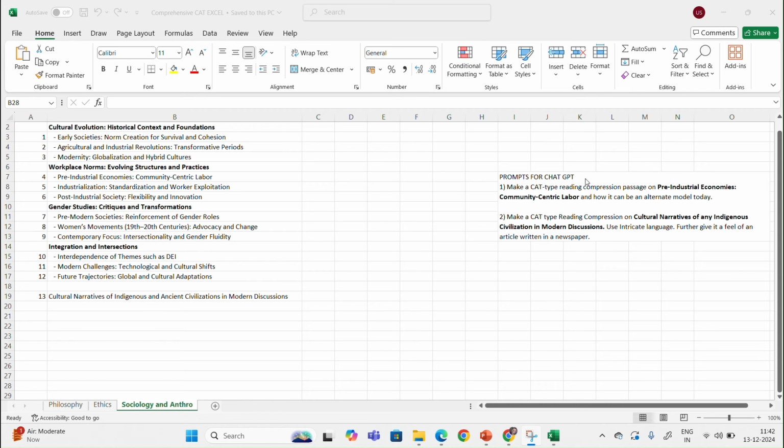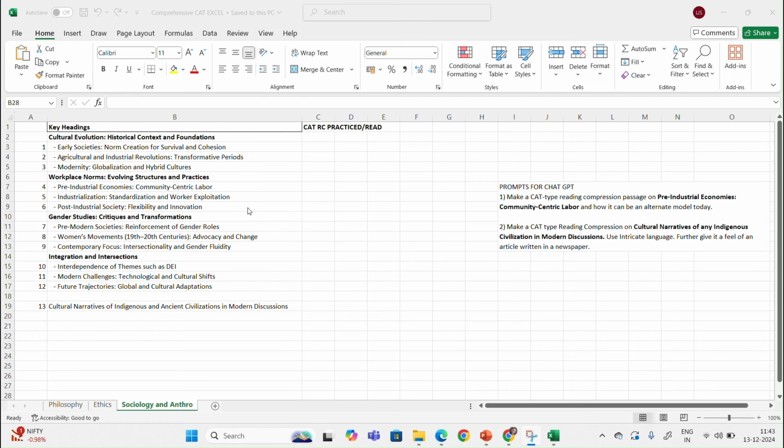You can just use the prompts that I have given here and replace the bolded part with any of these topics. For example, make a CAT type reading comprehension passage on agricultural and industrial revolutions and how they transformed the modern way of living, or make a CAT type reading comprehension passage on women's movements of the 19th and 20th centuries and how they can inspire today's female-led movements. Something like this, you can make an RC passage on your own. Do practice this. I don't expect you to do all 13 of them, but do five. If you practice that, you will get very comfortable with these kinds of topics, and it will really help you a lot.